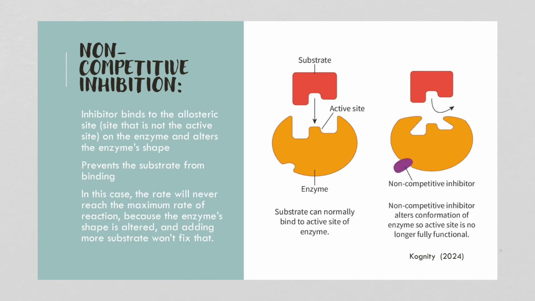In non-competitive inhibition, the inhibitor binds to the allosteric site. That's a site that's not the active site; it's away from the active site. What it does is cause the enzyme shape to change, which changes the shape of the active site, and that prevents the substrate from binding. So in this case, even if you keep increasing the concentration of the substrate, the maximum rate of the reaction will never reach that of the uninhibited enzyme, because the enzyme shape is altered, and adding more substrate won't fix that.